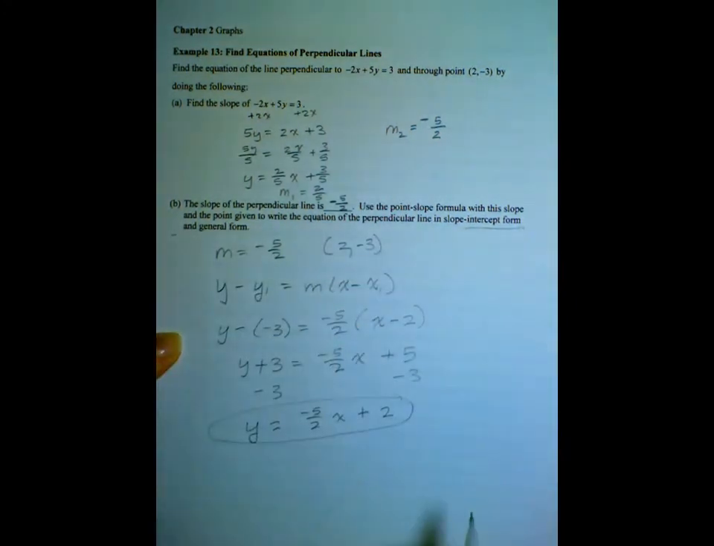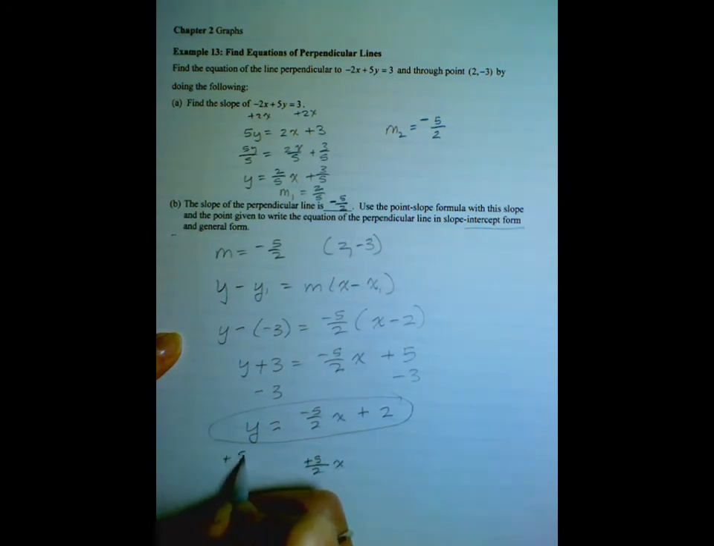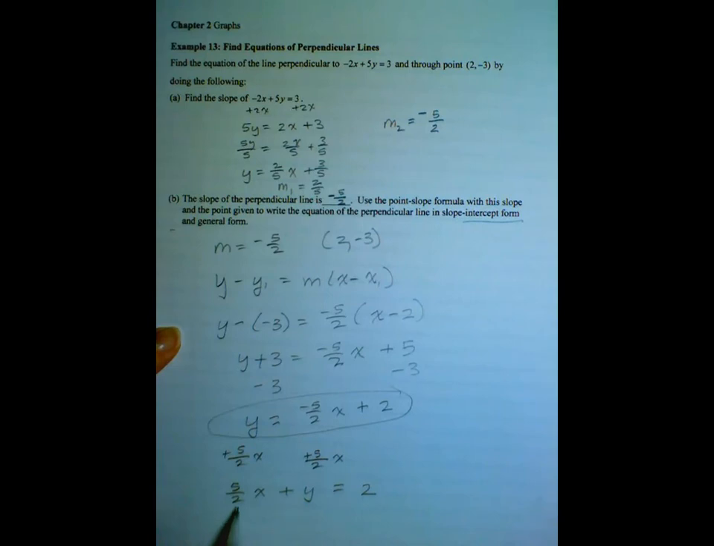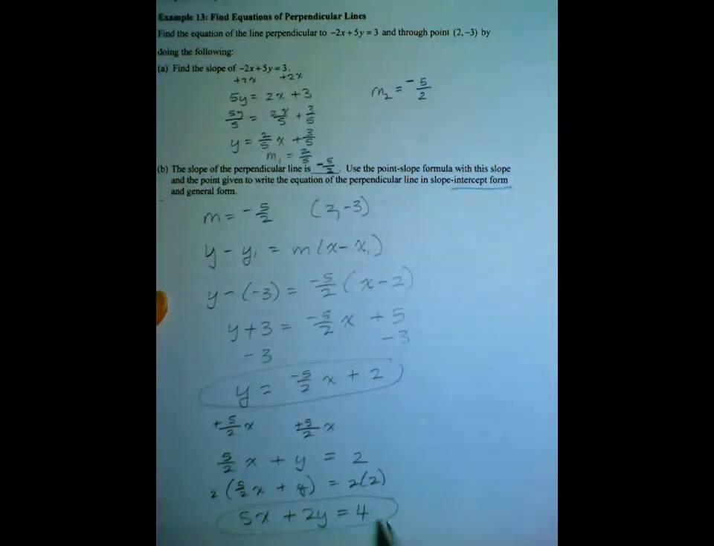They also want general form. So for general form, I need my x and y on the same side, so I'll add 5/2 x to both sides. 5/2 x plus y equals 2. But a, b, and c are not all integers, so I have to clear the equation of fractions by multiplying both sides of the equal sign by the least common denominator. There's only one denominator, it's 2, so if I multiply 2 times 5/2 x plus y and 2 times 2, I will get 5x plus 2y equals 4. There's the same line, but in general form.